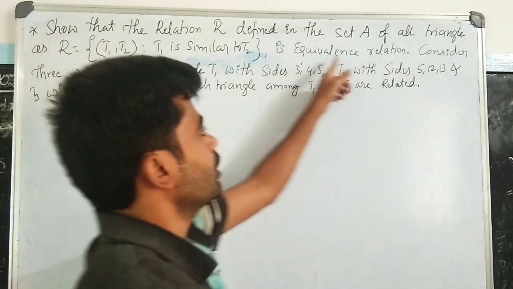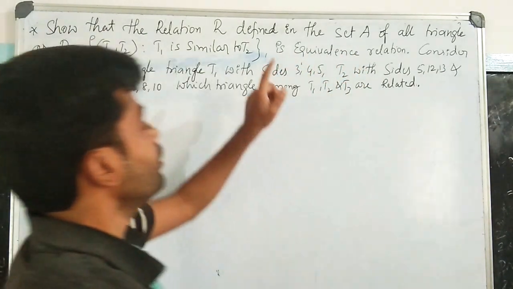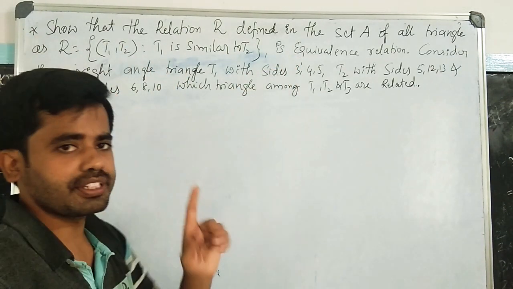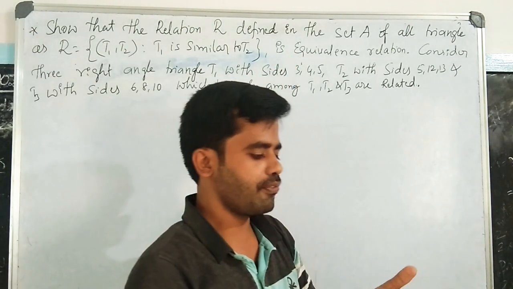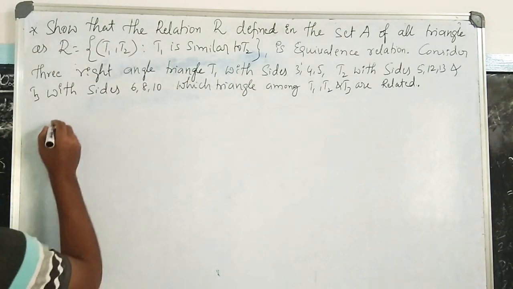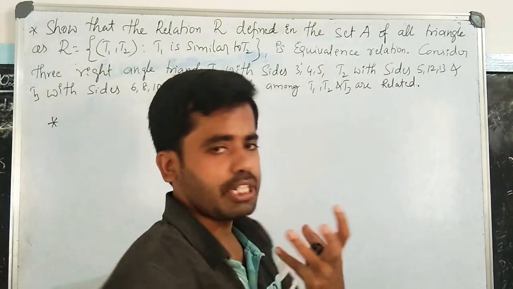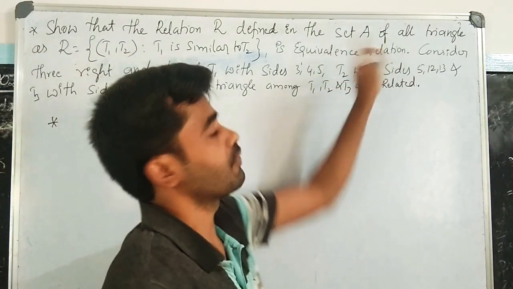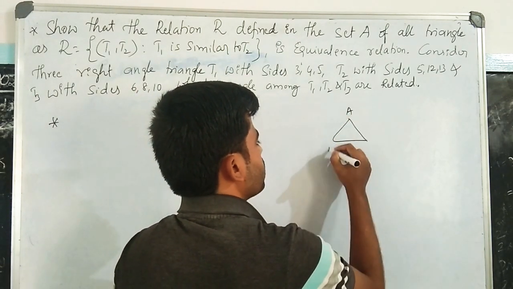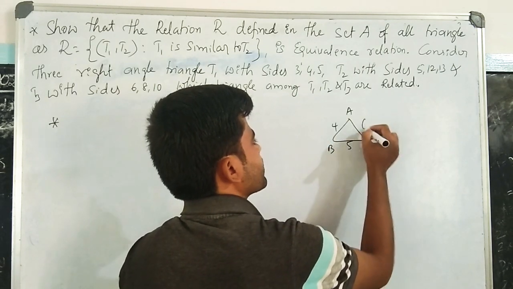Now first I will check whether this relation is an equivalence or not. For a relation to be an equivalence, it must satisfy three properties: reflexive, symmetric, and transitive. First I will check whether it satisfies reflexive or not. Now I will take any one triangle in the set of triangles, say ABC, with sides 4, 5, 6.